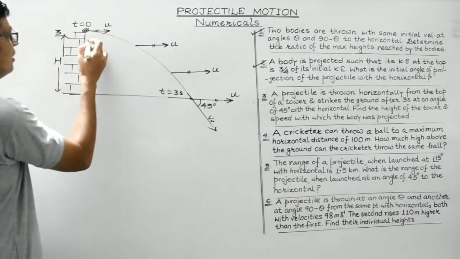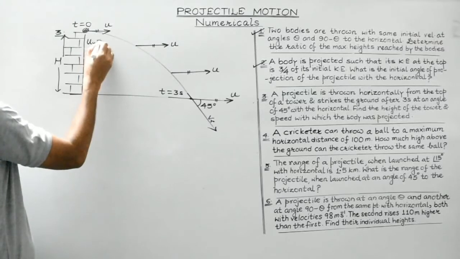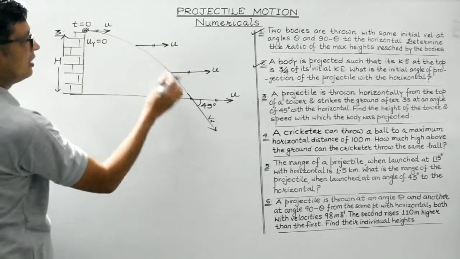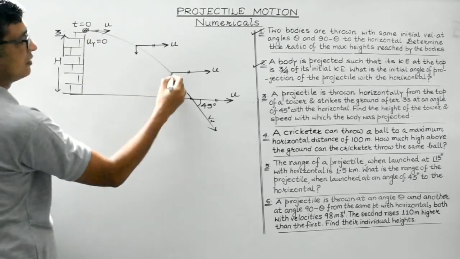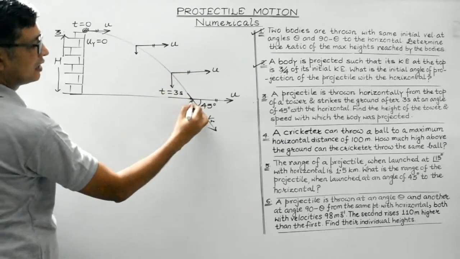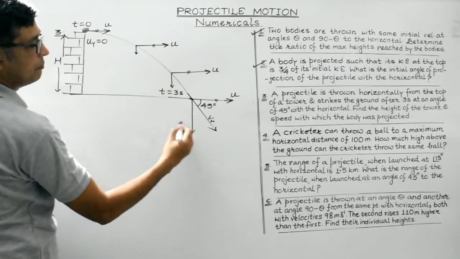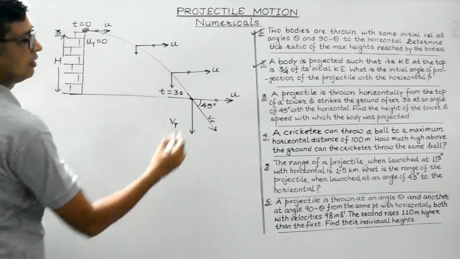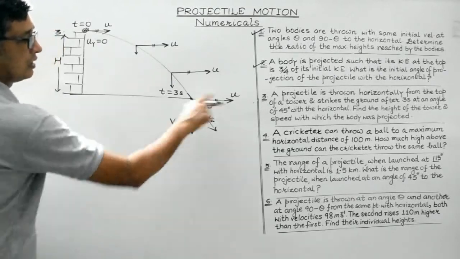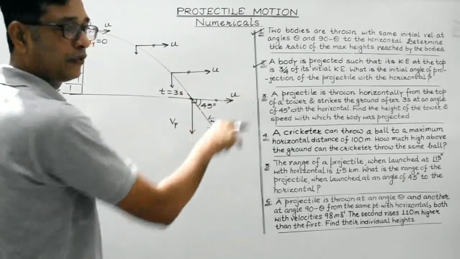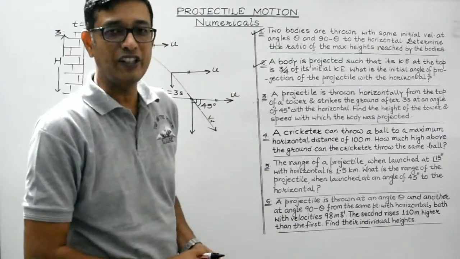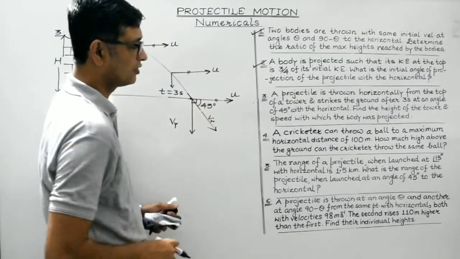So when the projectile comes downward, the magnitude of its vertical component of velocity keeps increasing at a constant rate. Here, the initial vertical component of velocity is 0. But as it is coming downward, it will keep on increasing. And at the instant when it strikes the ground, it will be maximum, Vy. Clear? And obviously, the vertical and the horizontal component of velocity are mutually perpendicular to each other.